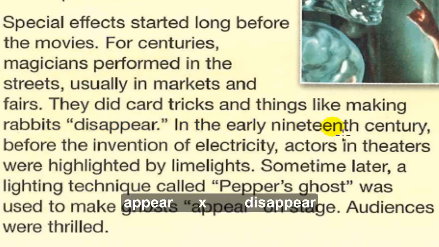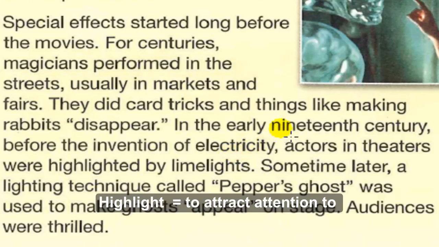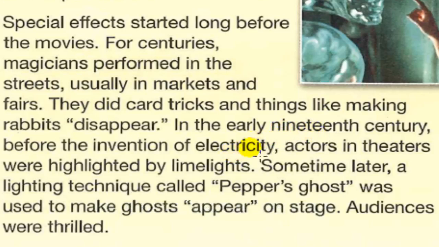In the early 19th century, before the invention of electricity, actors in theaters were highlighted by limelights. They put spotlights on the actors. They put the actors and the actresses in light, and the theater is dark.